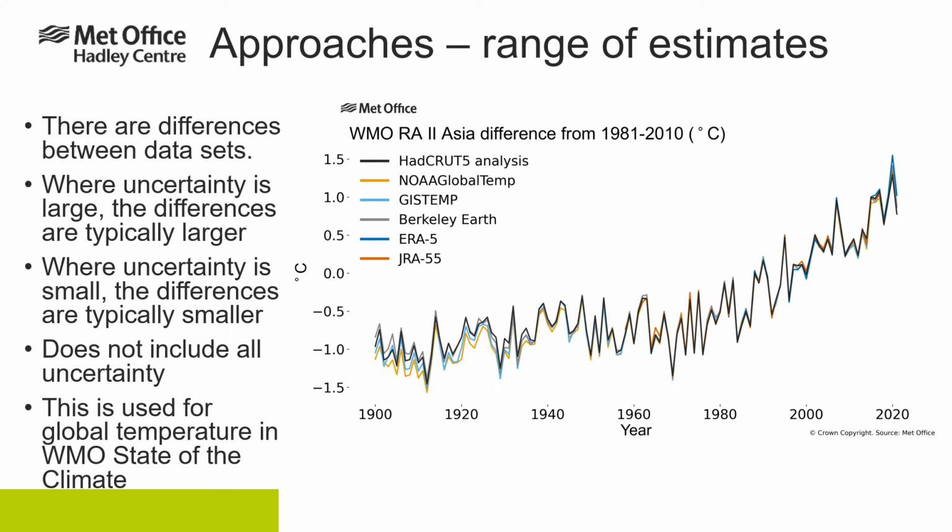And where we expect uncertainty to be larger, for example, in the past, around 1900 to 1940, the spread, the differences between the data sets are typically larger. Where we expect the uncertainty to be small, in the modern period where we have plenty of data, the differences are typically smaller. Now, this is a slightly different approach to estimating uncertainty, to the adding up of individual components. And in particular, it's very good at estimating uncertainties on longer timescales, where some of the broad scale choices we make in dataset construction really matter. And this is the method we actually use for the global temperature in the WMO State of the Global Climate.